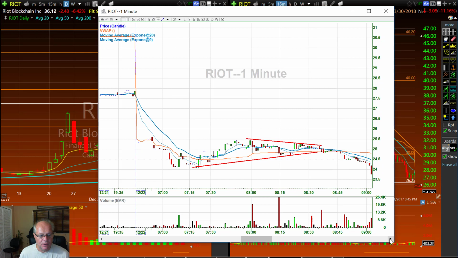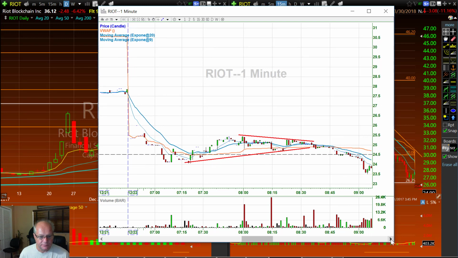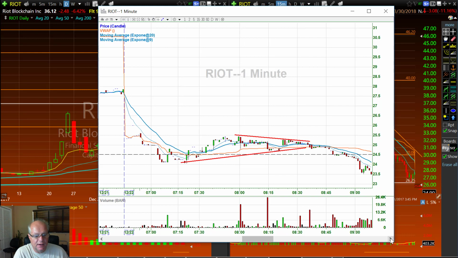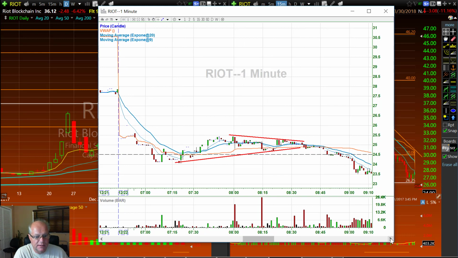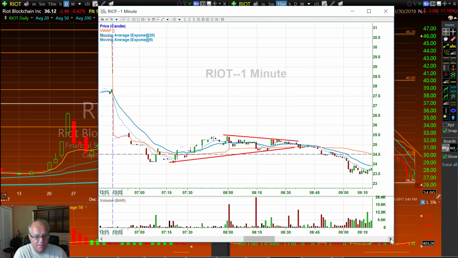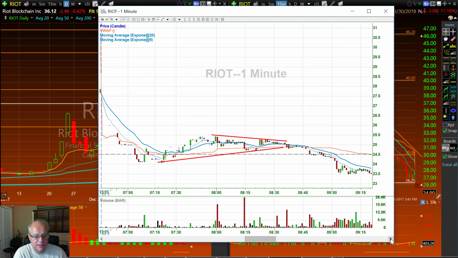So, bam, it broke the 24, right at 9 o'clock, coming down hard, pulls back to the 24. Yeah, so that's the key level, and you could see it on the daily chart too. 24, so now it's at the 23.50, going sideways a little bit, testing the 23.50.